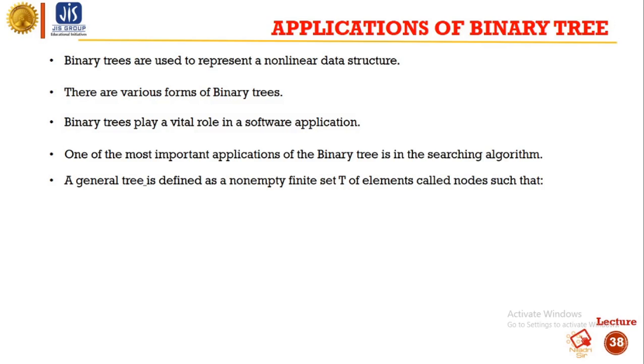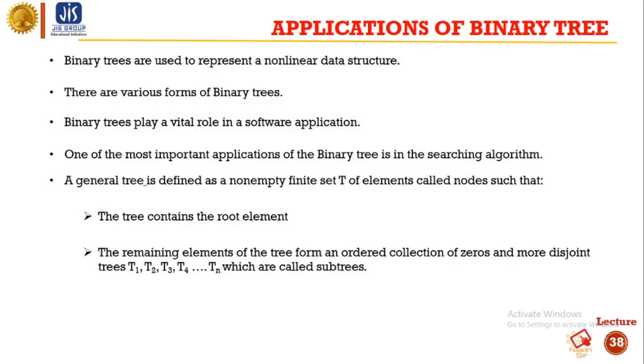A general tree is defined as a non-empty finite set T of elements called nodes, such that the tree contains the root element, and the remaining elements of the tree form an ordered collection of zero or more disjoint trees T1, T2, T3, T4 up to Tn, which are called the subtrees. So a general tree is basically defined as a non-empty finite set T of elements called nodes such that, number 1, the tree contains the root element, and number 2, the remaining elements form an ordered collection of zero or more disjoint trees T1, T2, T3, T4 and Tn, which are called the subtrees.